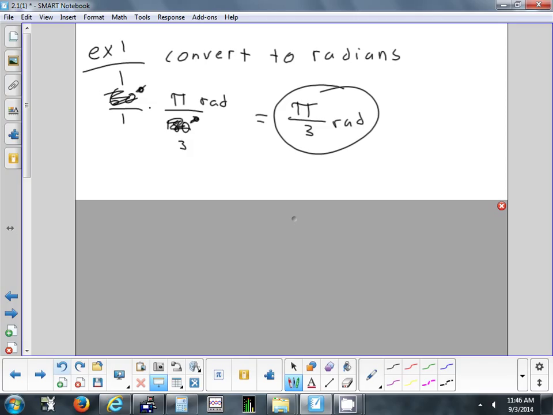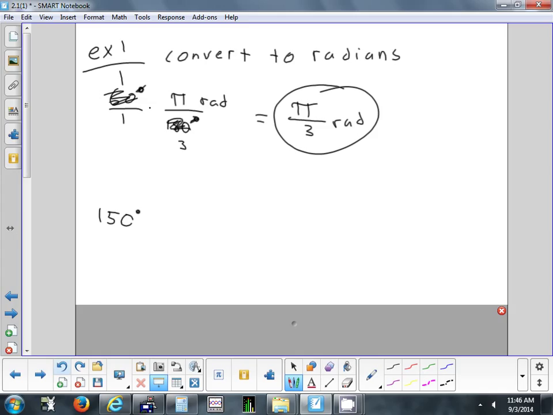Again, no decimals with this. Any question on that? We'll try one where I ask you to round it in a little bit. Let's try 150 degrees. Okay, degrees is in the top. What unit's going to go in the bottom? Degrees. And what's the number we use with degrees? 180. What goes in the top?